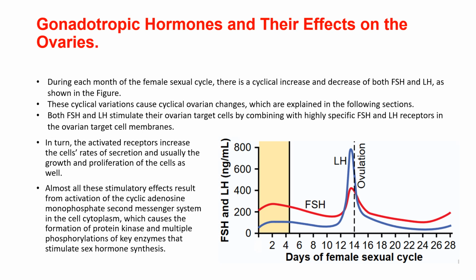Both FSH and LH stimulate their ovarian target cells by combining with highly specific FSH and LH receptors in the ovarian target cell membranes. In turn, the activated receptors increase the cell's rates of secretion and usually the growth and proliferation of the cells as well. Almost all these stimulatory effects result from activation of the cyclic adenosine monophosphate second messenger system in the cell cytoplasm, which causes the formation of protein kinase and multiple phosphorylations of key enzymes that stimulate sex hormone synthesis.